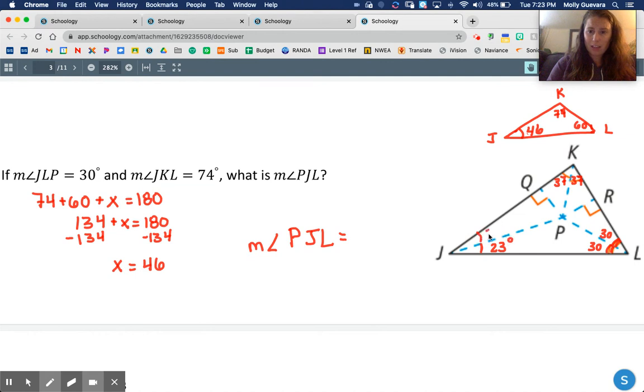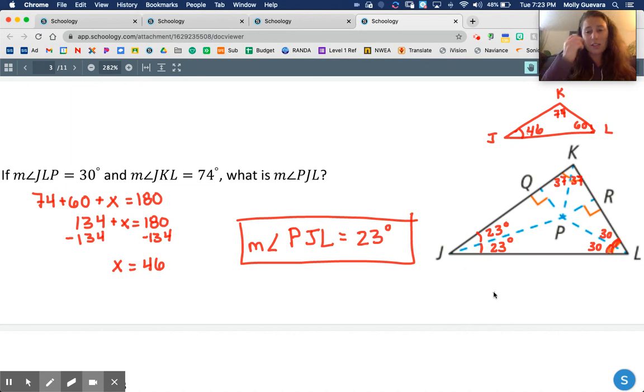Now I know that that was the same answer as up above. It is not always 23. This is just weird examples that ended up with the same answer. Okay, but the measure of angle PJL is 23 degrees.